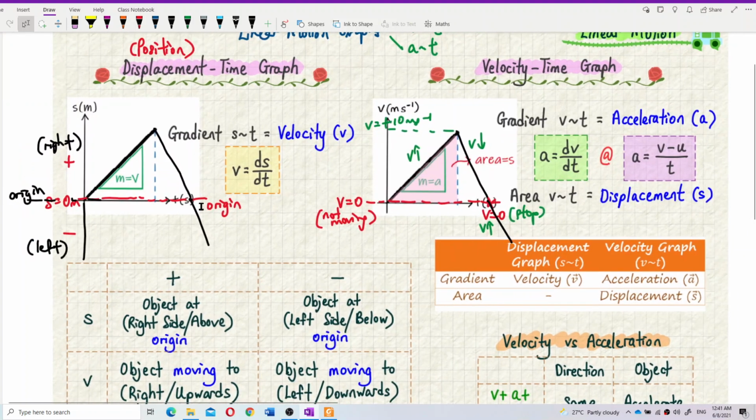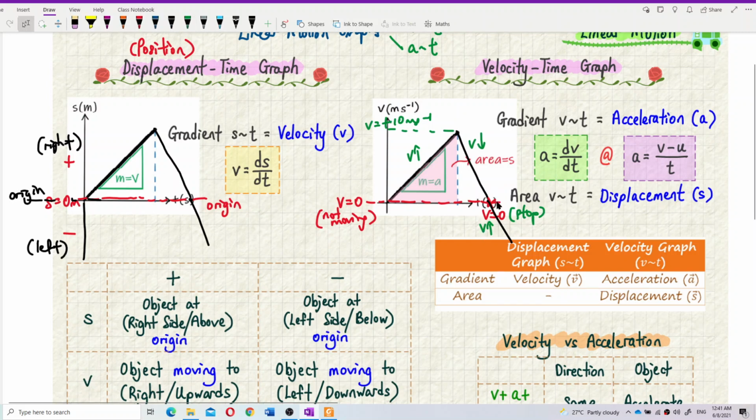So there are two different meanings for the time axis for the displacement graph and the velocity graph. In the displacement graph, the time axis means the origin, zero displacement. If the graph comes back, that means the object comes back to the origin. But in the velocity graph, when it comes back to the time axis, it means the car stops. It doesn't come back to the origin. Don't say that the car comes back to the origin.